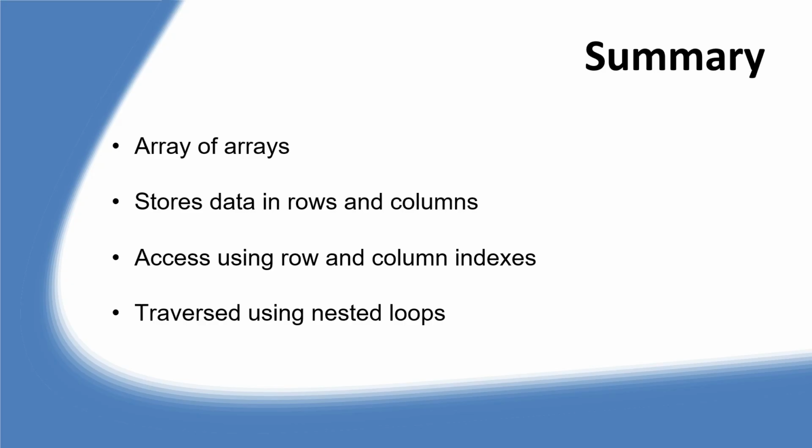And let's summarize what we have learned so far. So two-dimensional array is an array of arrays, and it stores data in rows and columns. And we can access the values with the help of row index and column index. And we can traverse each and every element present in the two-dimensional array using nested loops.